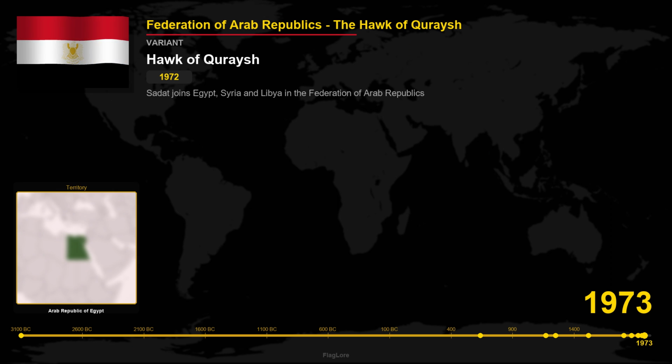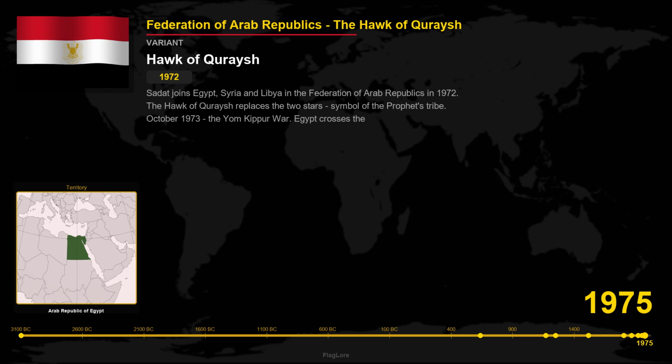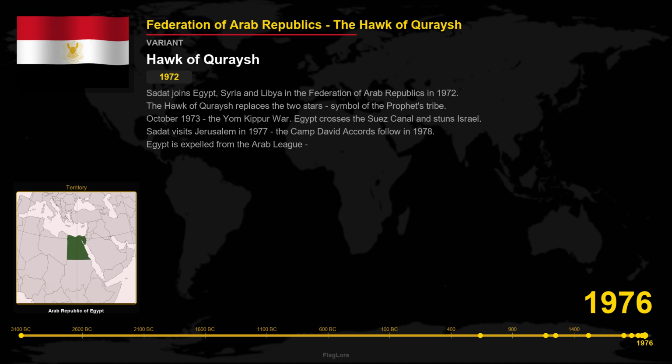In 1972, President Sadat adopted the Hawk of Quraysh flag. This intense era witnessed the historic Yom Kippur War, the shocking Camp David peace accords with Israel, and Egypt's temporary isolation from the Arab League.